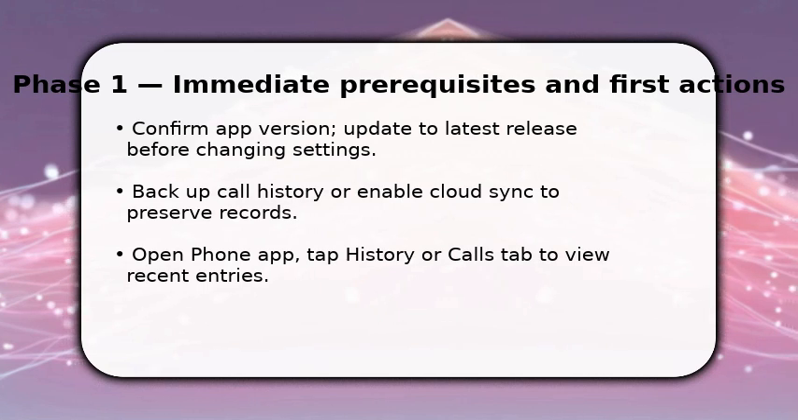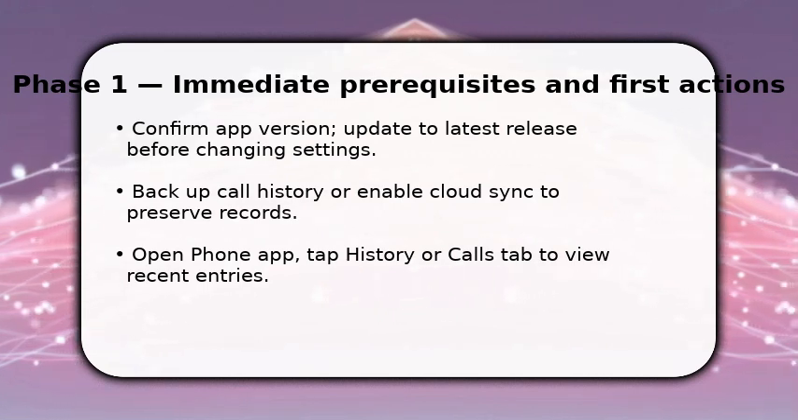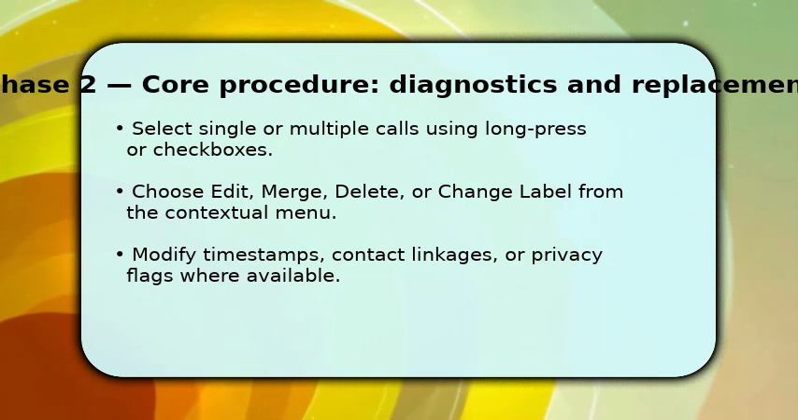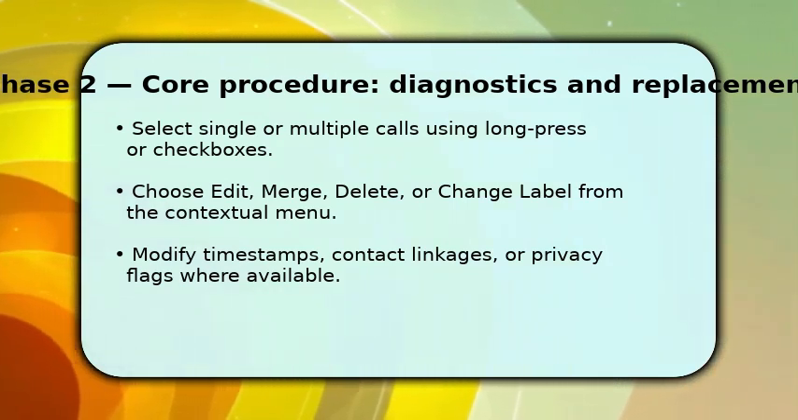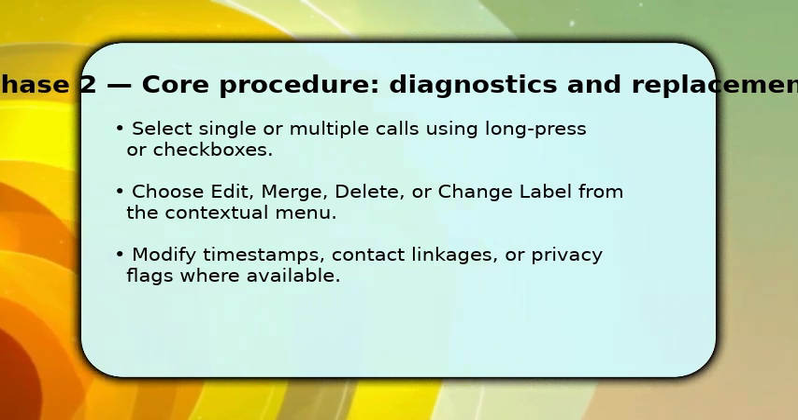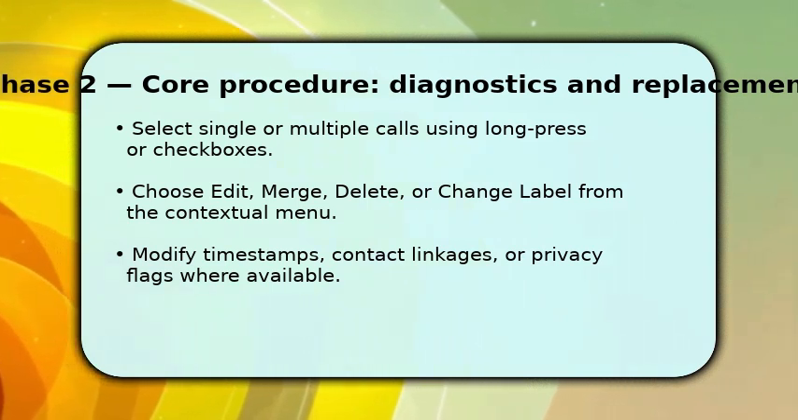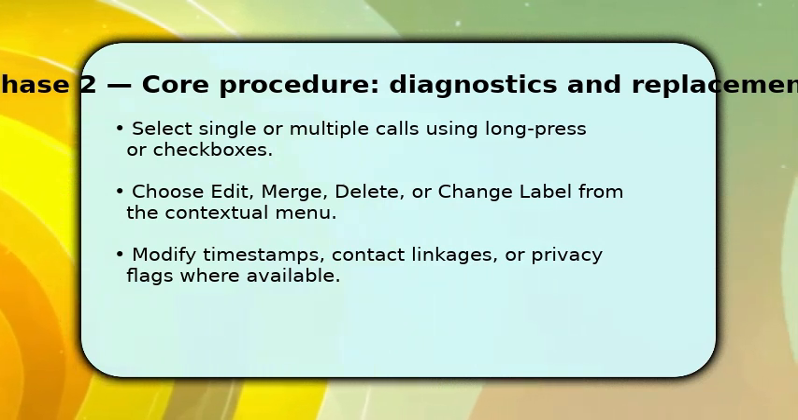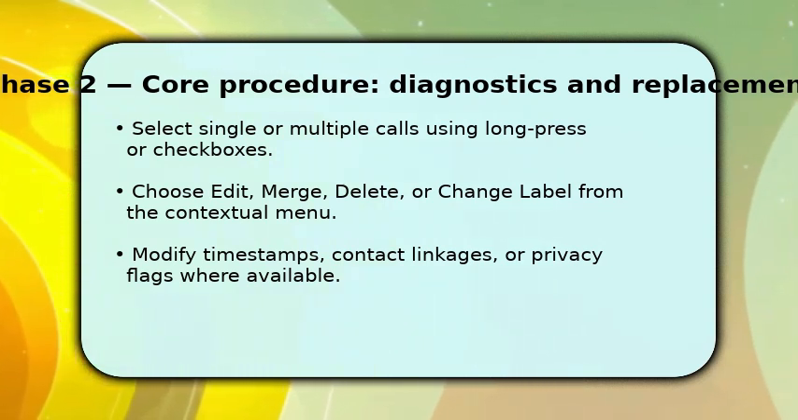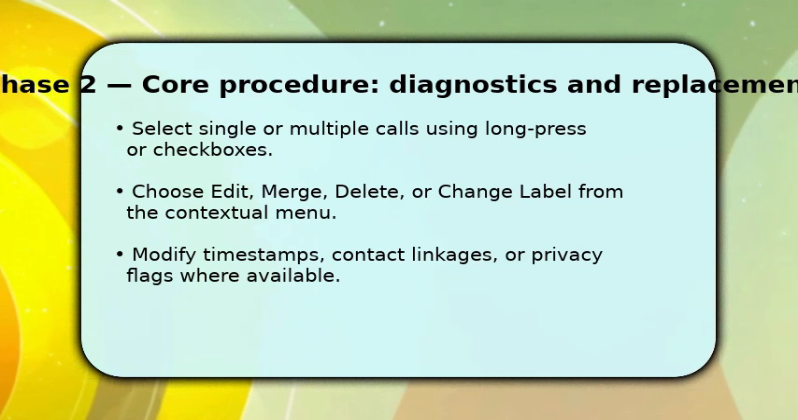You now perform the central edits. Select one call or multiple calls using long press or the checkbox controls. Choose Edit or Merge from the contextual menu to adjust details. You can relink the call to a contact, correct the timestamp, or change the call type. If the update supports labels or privacy flags, set those to control visibility.